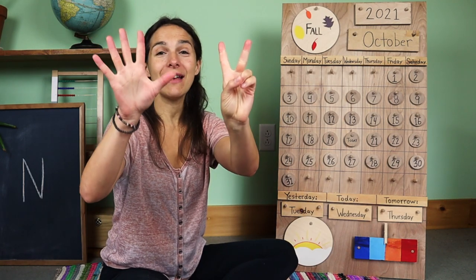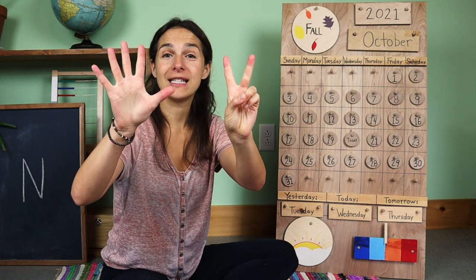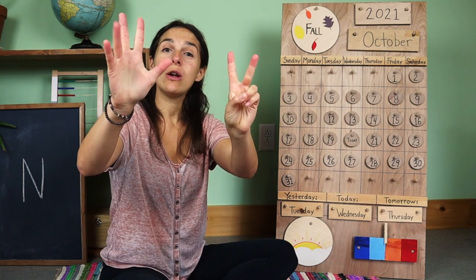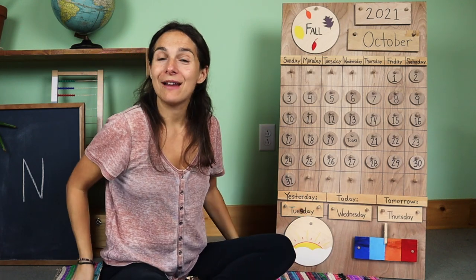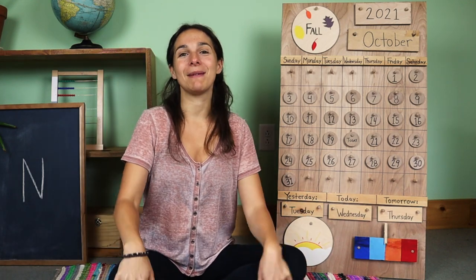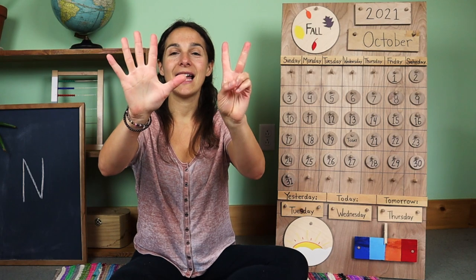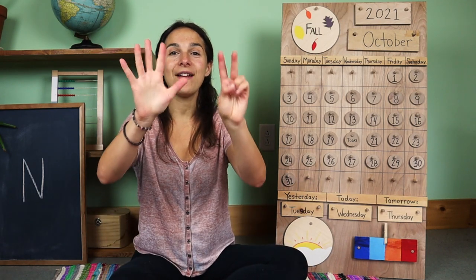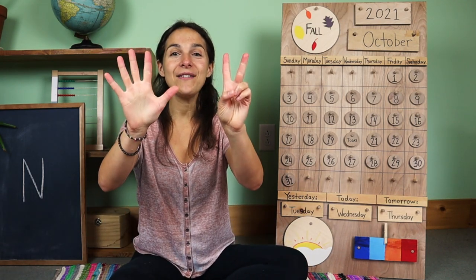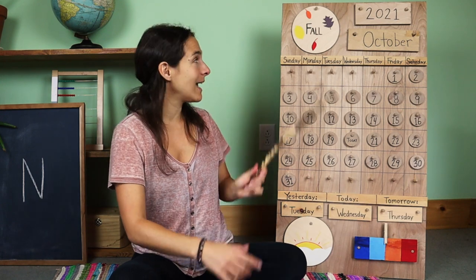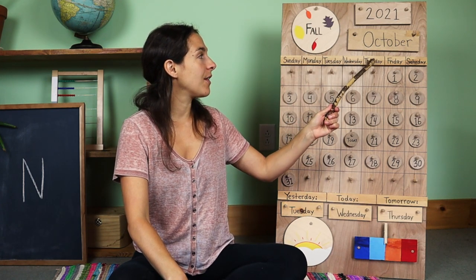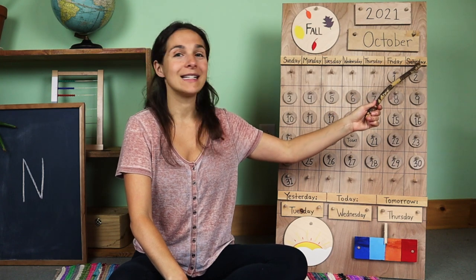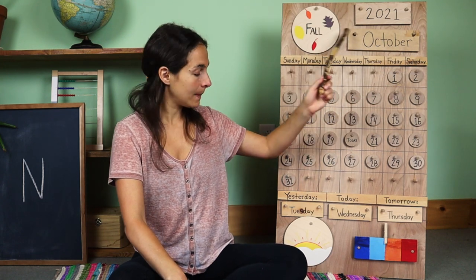Let's hold up 7 fingers like this for the 7 days of the week song. We hold up 7 fingers for each one of the days of the week. And if you know the words, sing along with me. There are 7 days, there are 7 days, there are 7 days in a week. Sunday, Monday, Tuesday, Wednesday, Thursday, Friday, Saturday.